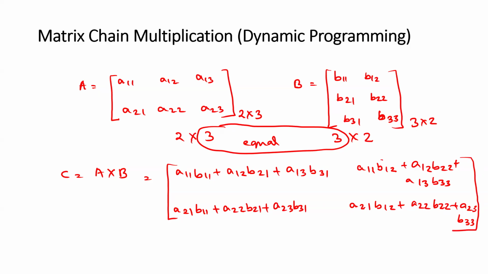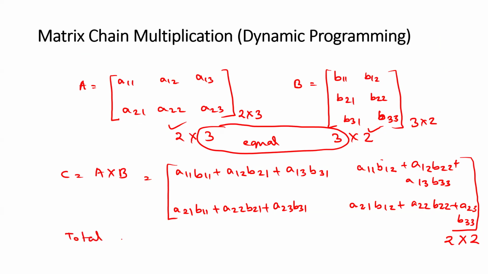The dimension of the resultant matrix is the rows of the first matrix by the columns of the second matrix. That is this one and this one. So this is the simple matrix multiplication of two matrices. And now the main thing is the cost.